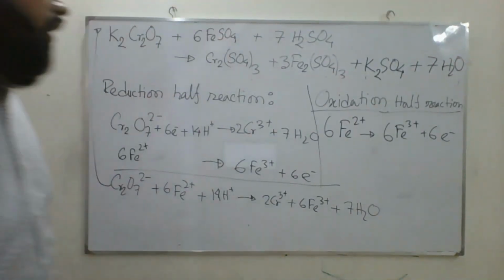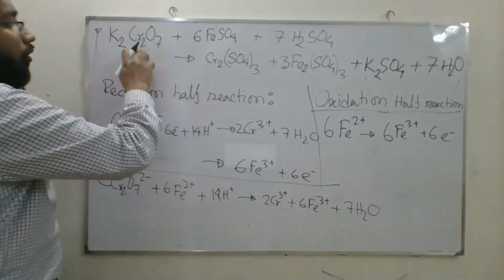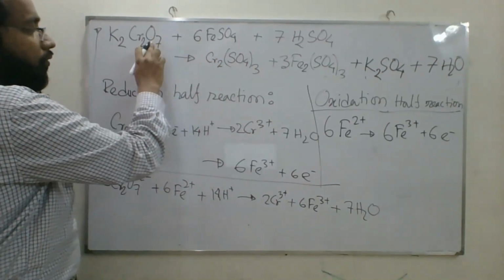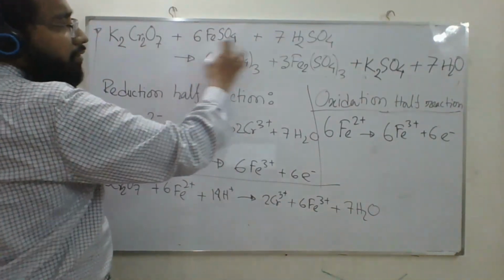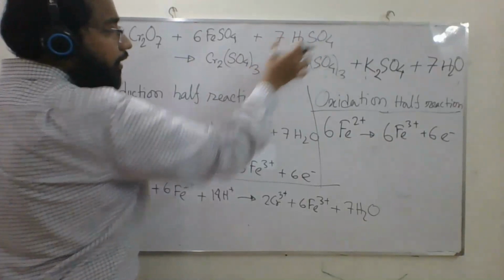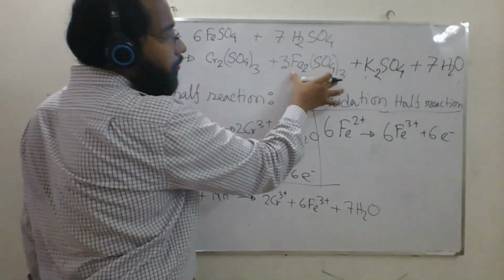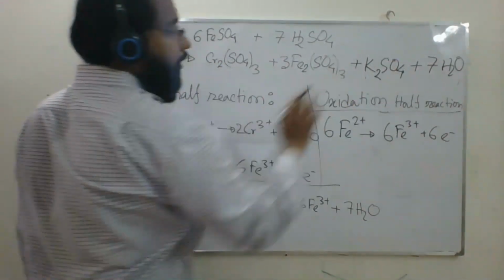Now find out whether the ions are the same. There is 2 potassium, 2 potassium, 2 chromium, 2 chromium. Okay, 7 oxygen, 7 oxygen, 6 iron, 6 iron, 6 sulfate, and 7, 13 sulfate total. Okay, so there is 3 into 3, 9, 3 and 9, 12, and 1, 13.